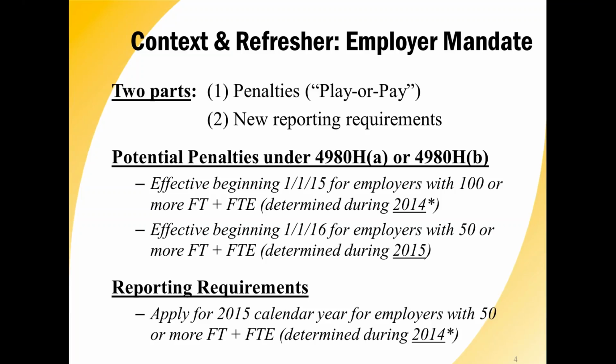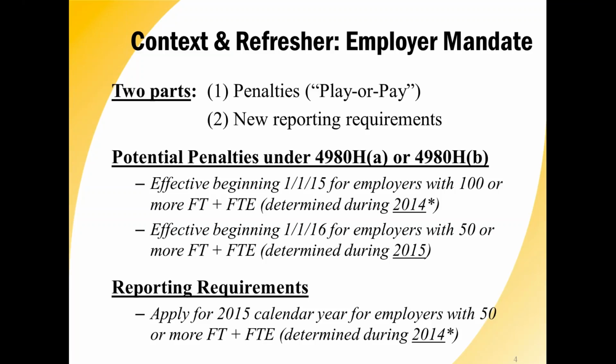And the way to do it is monthly averaging. You count the full-time employees in a month, count the equivalents in a month, add them together, and then average with the other months to get the count for the 6 months or the 12 months. Did the employer have 50 or more full-time employees plus equivalents in 2014? If it did, and it could not get under 50 in 2014, then it has to report for 2015.